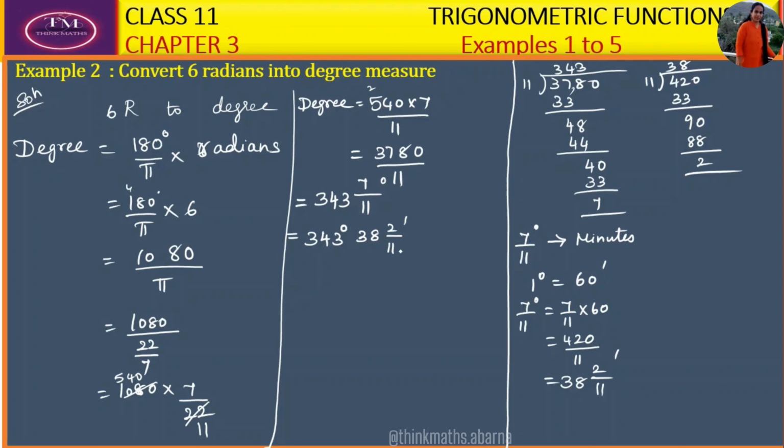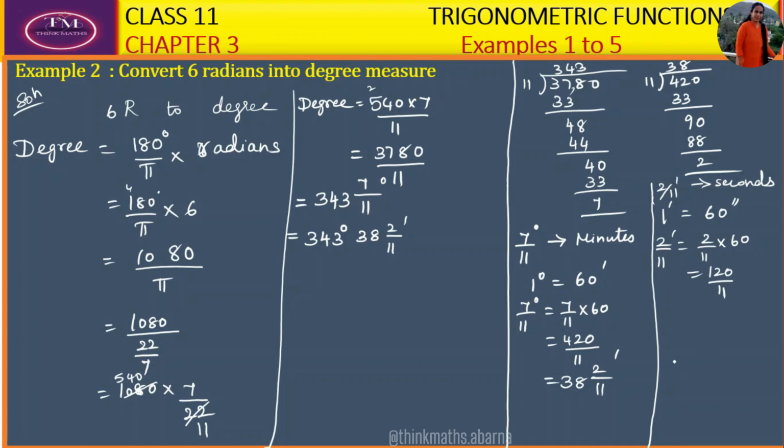This 2 by 11 is less than 1, so we should convert this to seconds. 2 by 11 minutes should be converted to seconds. We have 1 minute equal to 60 seconds. Multiplying both sides by 2 by 11, we have 2 by 11 minutes equal to 2 by 11 into 60. What is 2 into 60? 120 divided by 11.